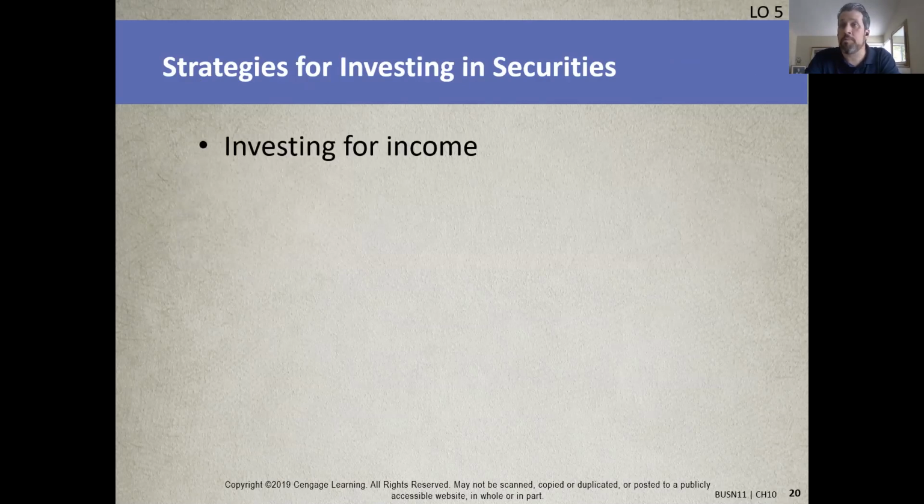We can invest for income. Specifically, I'm investing in a fund or a stock because it's going to generate a stream of income for me individually, or for my company. So investing for income means specifically choosing securities for the purposes of generating money.